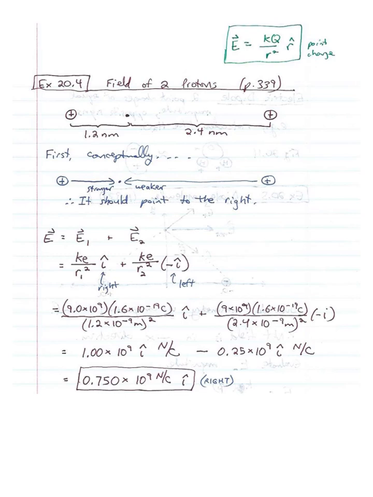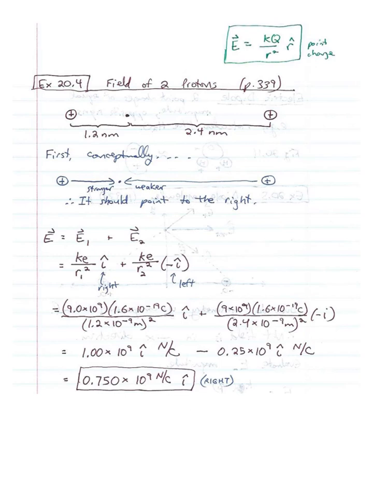Example 24. The field between 2 protons. It says 2 protons are 3.6 nanometers apart. Find the electric field at a point between them 1.2 nanometers from one of the protons. Then find the force on the electron at this point. All right, so you look at the picture.